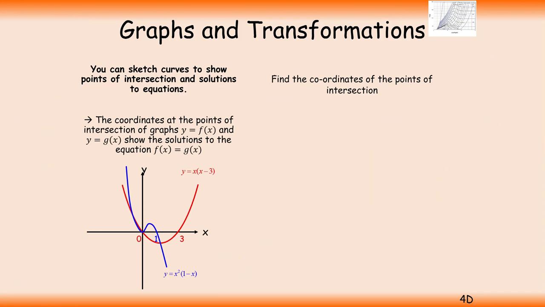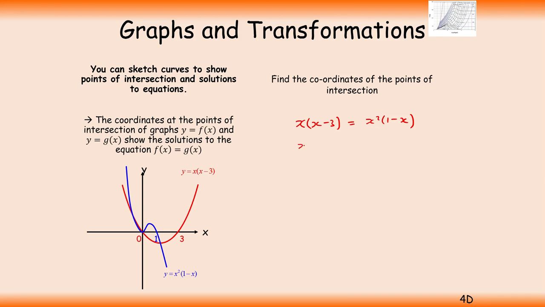In this part of the question, it's telling us to find the coordinates of the points of intersection. So where do they meet? How am I going to do that? Anyone remember? Well, to do that, I've got to do what it says here: equate the equations. So that means I've got x times (x minus 3) equal to x squared times (1 minus x). I've got to solve that for x, find out what x is. So, first things first, expand and simplify.